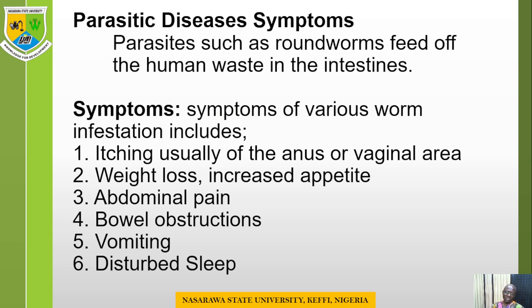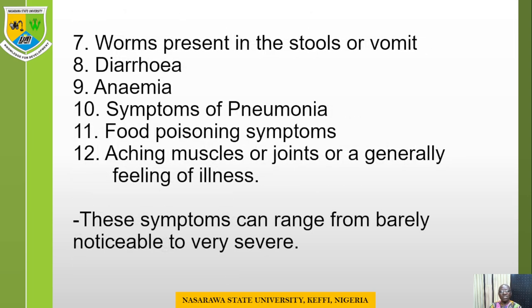Parasites such as roundworms feed off the human waste in the intestine. The symptoms of various worm infestations include itching, usually of the anus or vaginal area, weight loss, increased appetite, abdominal pain, bowel obstructions, vomiting, disturbed sleep, and worms present in the stools or vomit. Adult worms can particularly be seen in the stool or in the vomit. Diarrhea too can be experienced, as well as weight loss, anemia, loss of blood, and symptoms of pneumonia as a result of infected lungs because the worms migrate all through.